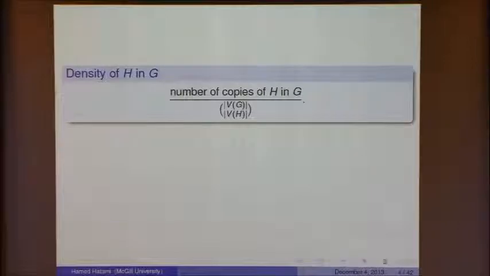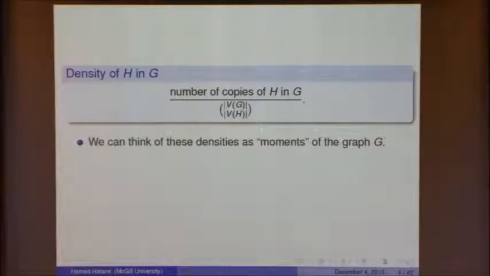In extremal graph theory of dense graphs, basically, we are interested in the following quantity. We count the number of copies of a graph H in G. Think of G as a huge graph and H as a small graph, and normalize it properly. We can think of these as moments of the graph G. As in statistics, when you have a distribution or a random variable, you look at the moments. Here we think of these as a kind of statistics of the graph G, so we can look at these and try to understand global things about the graph G.